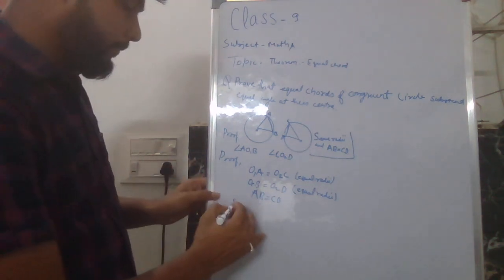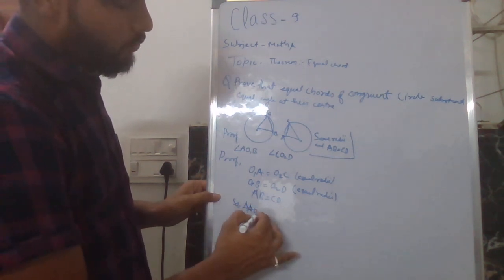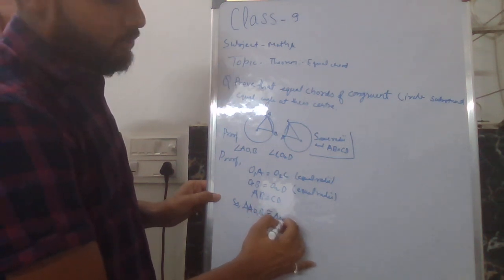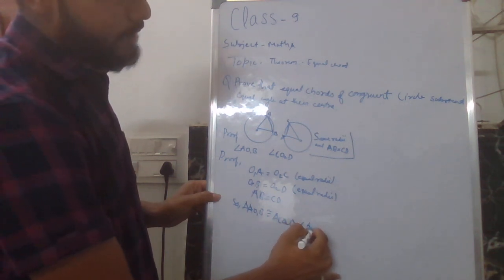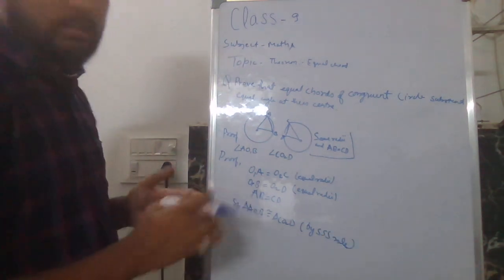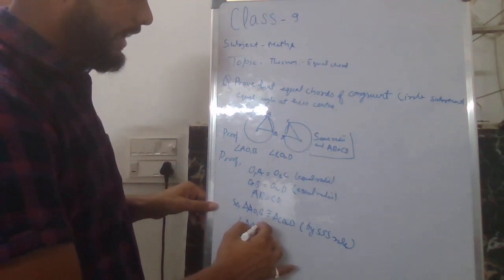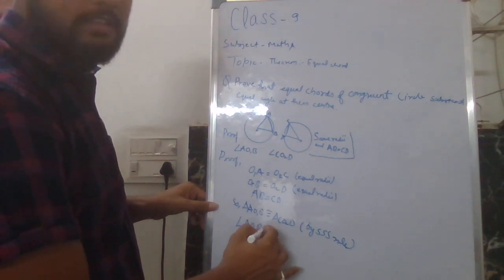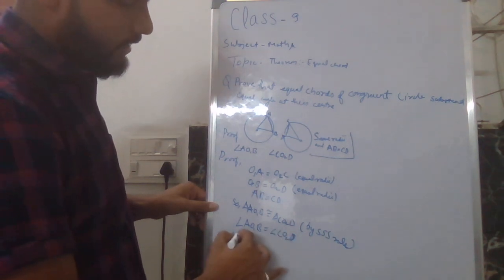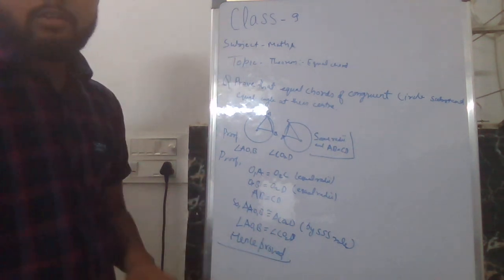So triangle AO1B is congruent to triangle CO2D. Here this is by the SSS rule. So here the theorem is hence proved. Like this we can see triangle AO1B is congruent to triangle CO2D. Okay, so here this theorem is hence proved. Okay, so very good.